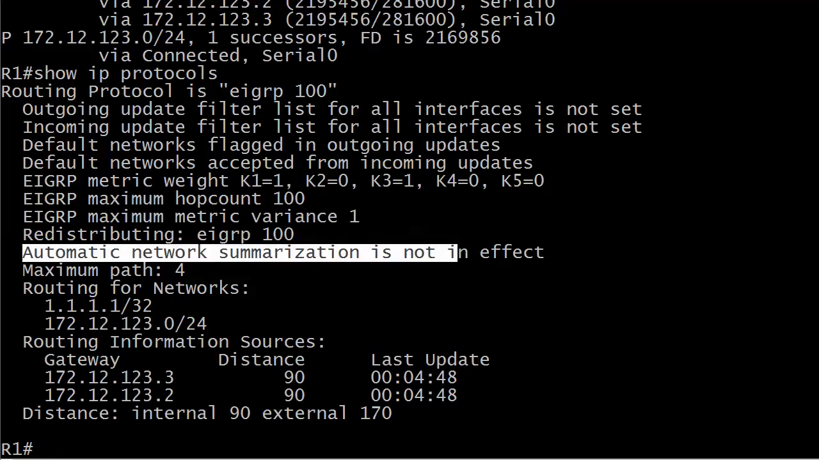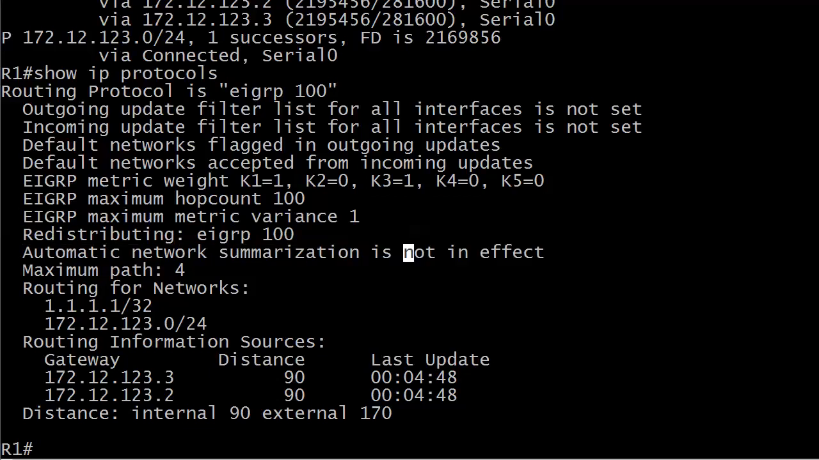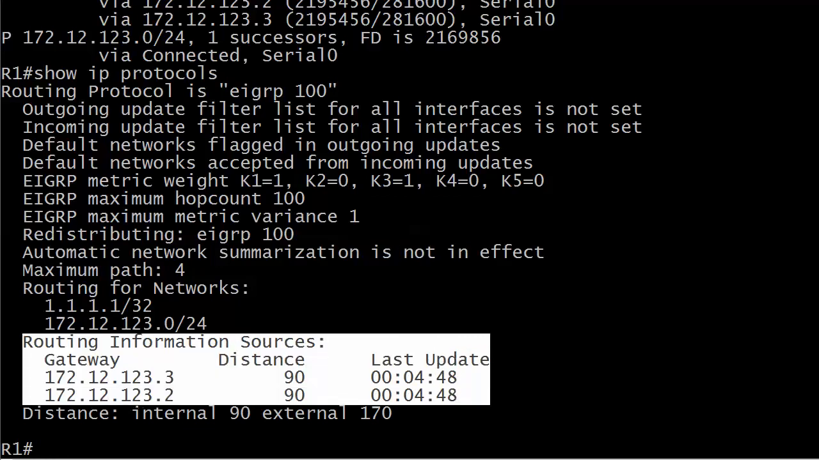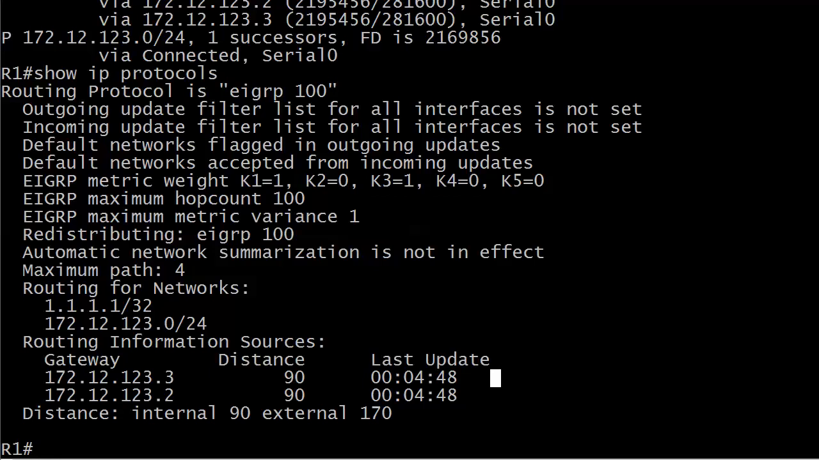Automatic network summarization is not in effect. That's because we put the no auto summary command in each one of our configs. If we had left that out, the magic word not would not be here. You can see the routing information sources that we have right now. Where are we getting routes from? What are the distance of the routes we're getting? And when was the last time we got an update? Notice at this point, it's been 4 minutes, 48 seconds since we got an update, which means we're not getting an update on a regular basis from EIGRP.